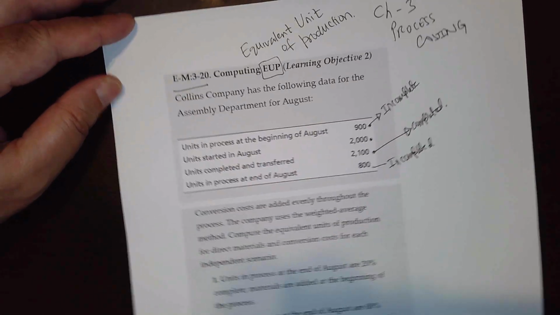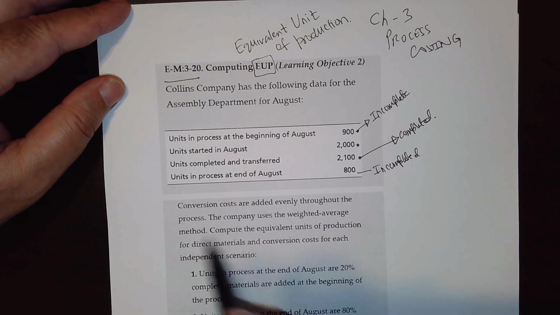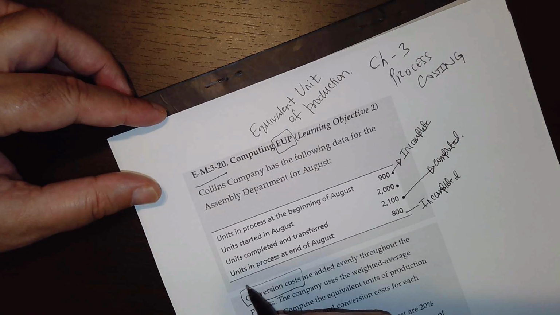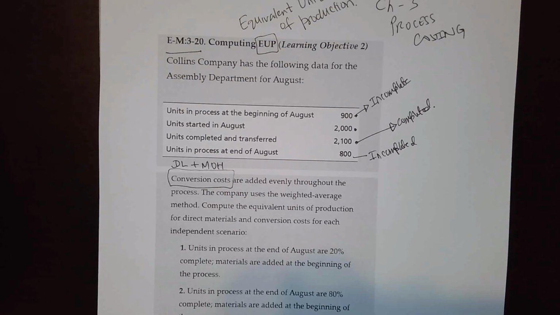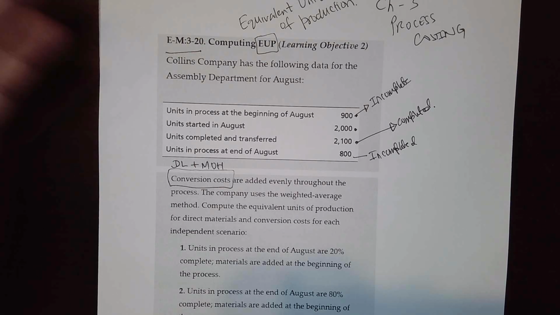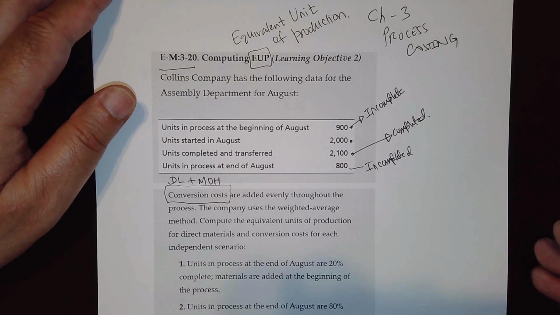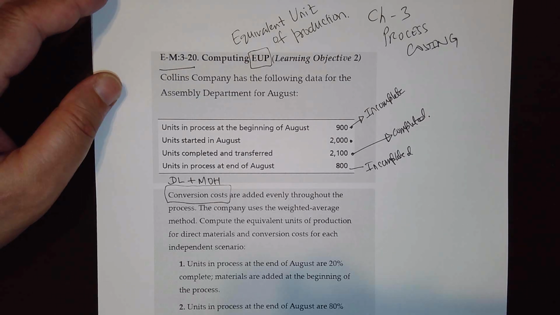They are saying conversion costs are added evenly throughout the period. So what is the conversion cost? We have already discussed: conversion cost is the direct labor plus the manufacturing overhead. So they were added throughout. Evenly means at every step they added an equal amount. So if, for example, a product is 20% completed, that means that conversion cost was added 20%, whatever the conversion cost is.